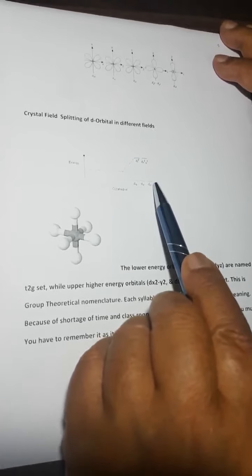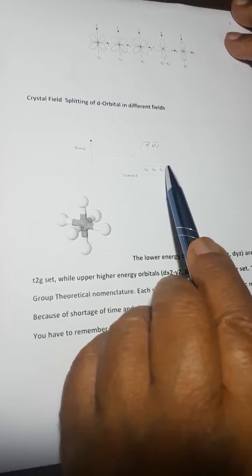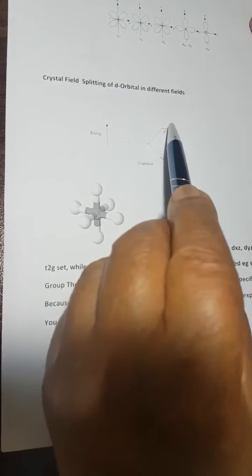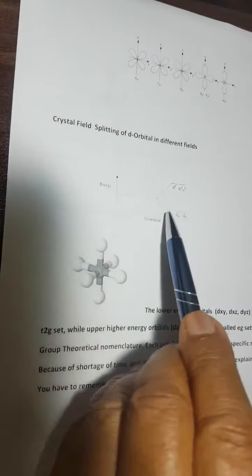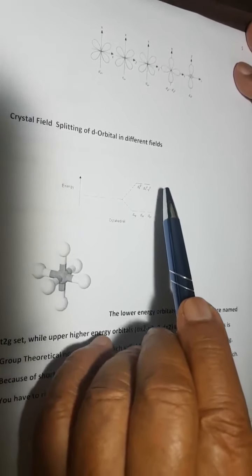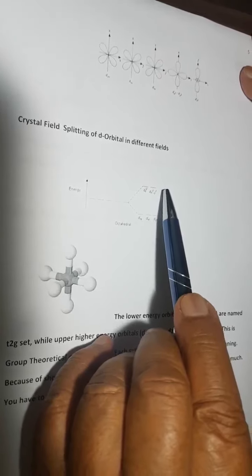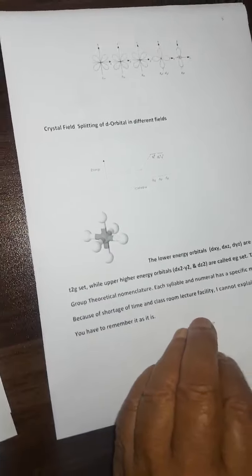T means triply degenerate. Look at this: 1, 2, 3, same energy. E means doubly degenerate. Look, 1 and 2. So E means two degenerate orbitals and T means three degenerate. Let us forget about what g means and what 2 means and what 1 means. Most probably I'll send you some material on group theory later on.